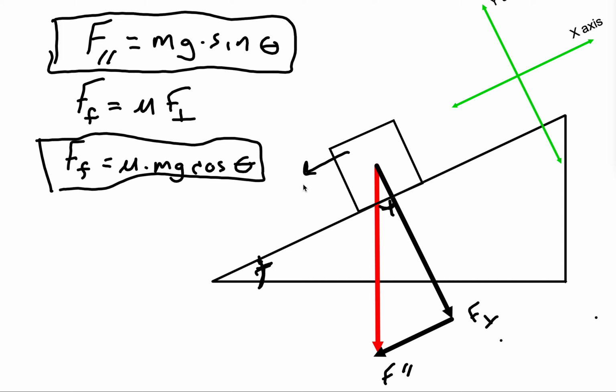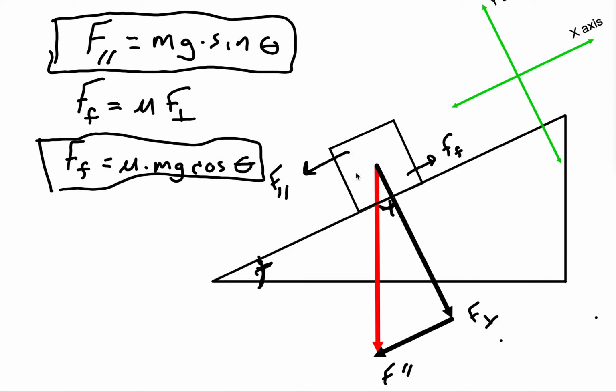If that is true, right? There's two forces acting in the direction of motion. One would be the parallel force, which I could calculate with the weight of the object times the sine of the angle. The other one, opposing motion, would be the friction force. That I can calculate by taking mu times the weight times the cosine of the angle, all right?